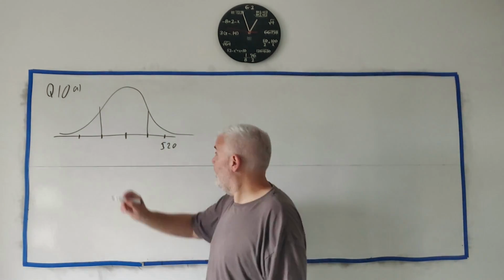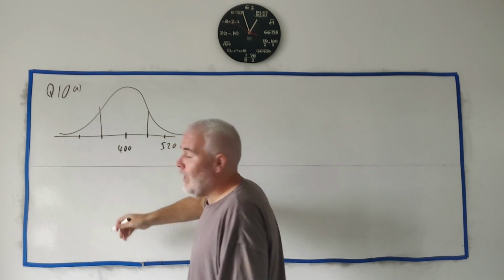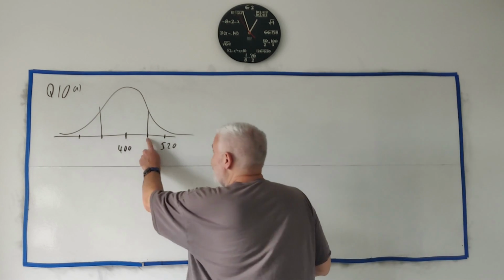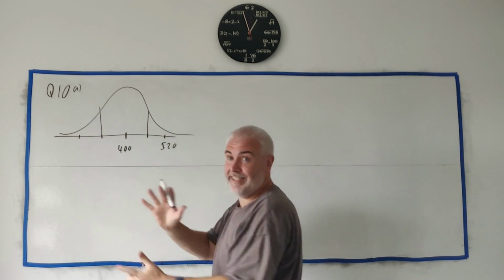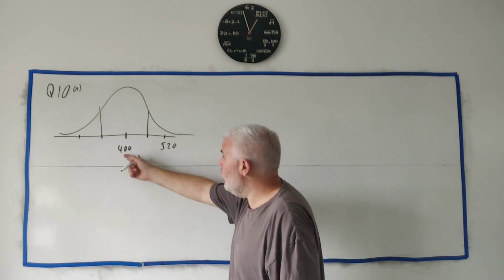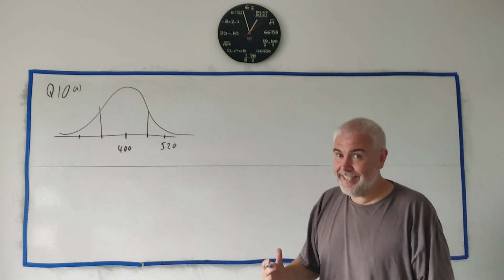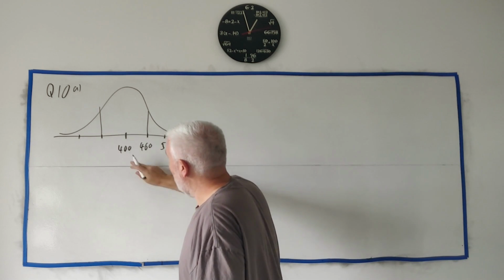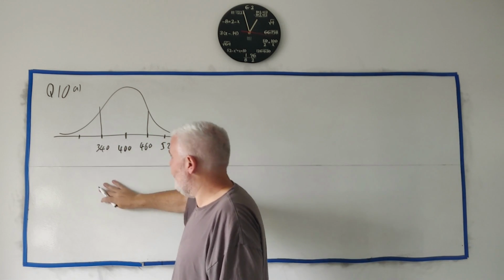They told us the mean. The mean is right in the middle, the very middle one. That's 400. They told us the standard deviation is 60. The lines that hold in the 68%, they're one standard deviation away. So that's 60 away from 400, which is 460. And 60 away this way is 340.